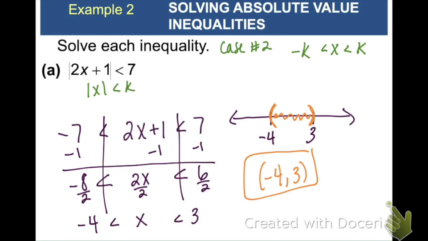So our interval for our answer in this problem is the interval negative 4 to 3, not including negative 4 and not including 3. The reason we're not including them and not using brackets is because I don't have an or equal to in my original problem. It's just a less than sign.